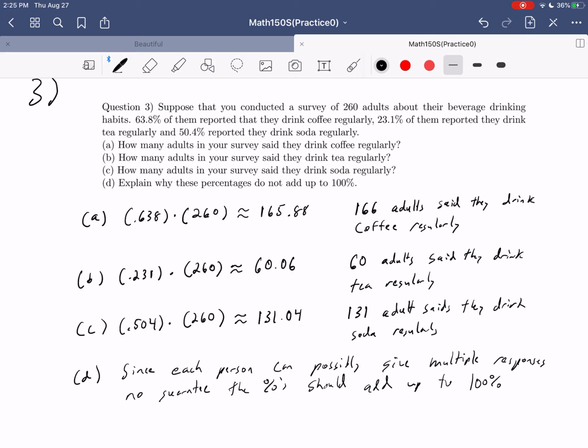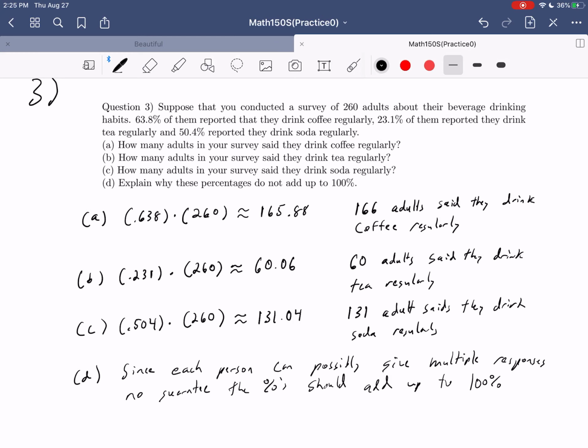So if you ask them what is their favorite beverage between coffee, tea, and soda, then the percentages would need to add up to 100%. But if you ask them which of them you drink regularly, well, somebody might say all 3, and that's going to make the percentages no longer add up to 100%.